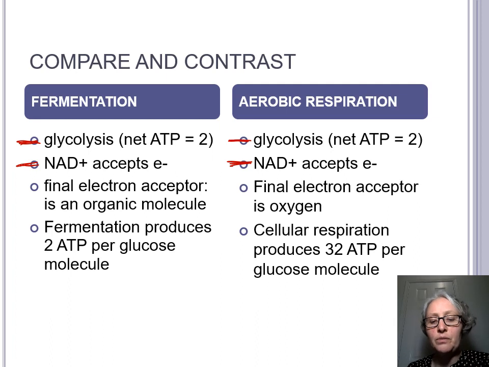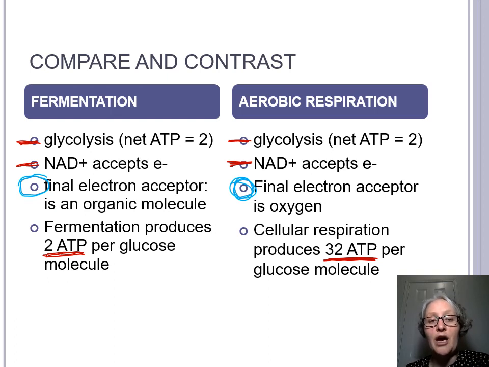However, there are some big differences. In fermentation, the final electron acceptor was an organic molecule, something like the lactate or the ethanol. That wasn't the case in aerobic cellular respiration. In aerobic cellular respiration, your final electron acceptor was oxygen. So that's a difference. Another big difference is the amount of ATP that's produced. Fermentation only produces 2 ATP per glucose molecule. Cellular respiration, on the other hand, can produce 32 ATP.